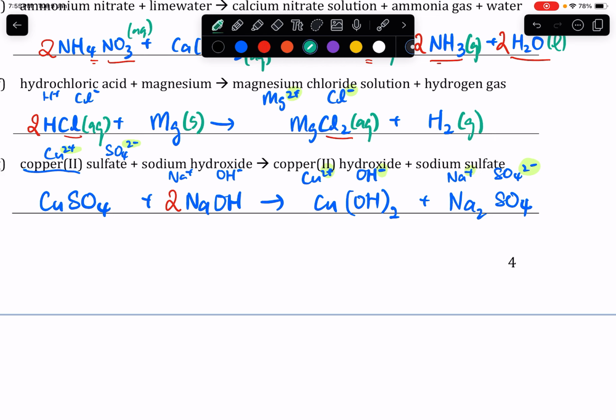Okay, then let's add the state symbols. First, sulfates are typically soluble, so it's in aqueous state. Hydroxides are generally insoluble, but this is a group 1 hydroxide. All group 1 salts are soluble. So aqueous. Copper 2 hydroxide: hydroxides tend to be insoluble except if it's group 1 or ammonium. So therefore, this is a solid, insoluble. And again, group 1 salts are always soluble, so this is in aqueous state.